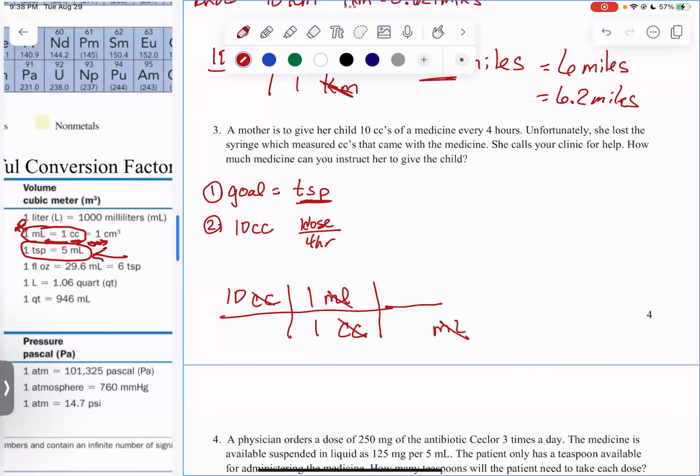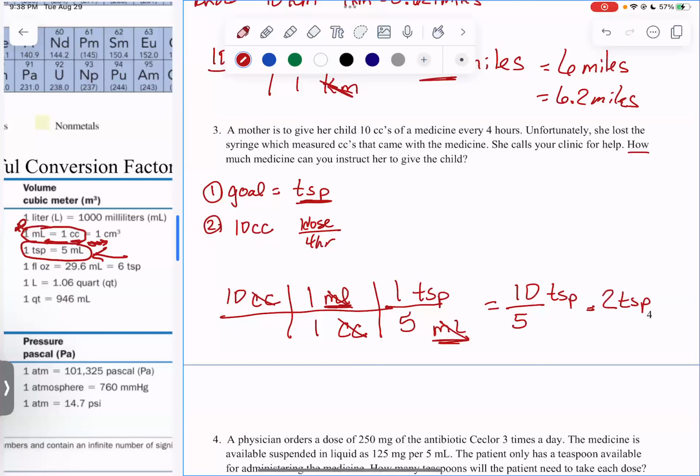And I'm going to say that there are 5 milliliters in every 1 teaspoon. So again, my unit that I want to cancel out has to be opposite. And then I'm going to introduce a new one to get to my goal. So now I end up with 10 times 1 times 1 gives me 10. 1 times 5 gives me 5. And then I'm in teaspoons. So 10 divided by 5 is 2 teaspoons.